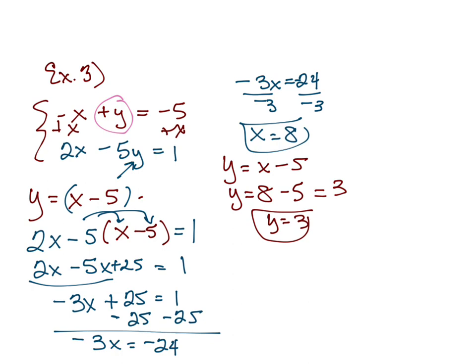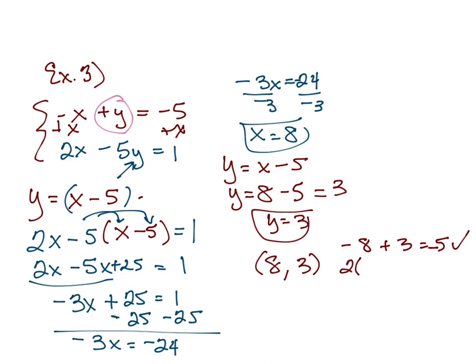What's my ordered pair? What's my solution? 8, 3. And now the last thing we want to do here is check it. Make sure that that 8, 3 works in both places. So I'm plugging into the first equation. Negative 8 plus 3 equals negative 5. True? Yep. Presley gave it a nod.